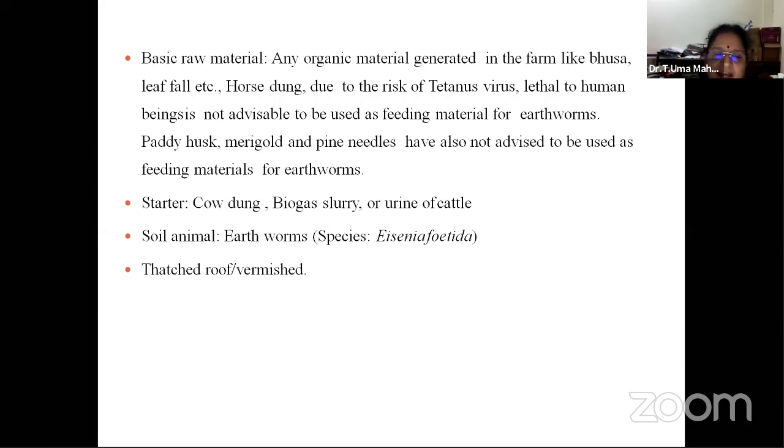So we add some cow dung, only a very little quantity is needed, mixed with the green material or waste material, and we keep it for 1 week or 10 days, so that the dung will be made into a slurry and mix up with the waste, and decomposition will be much faster. Naturally it takes 3-4 weeks, but here in 1 week or 10 days it will be completed and become very soft.